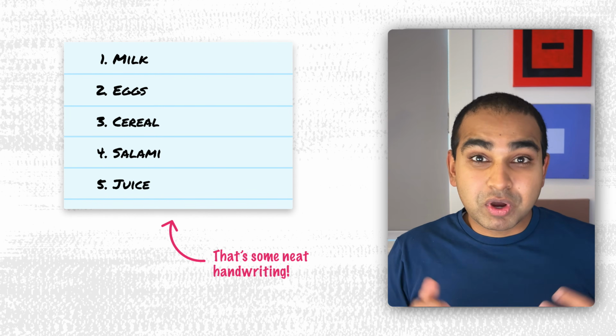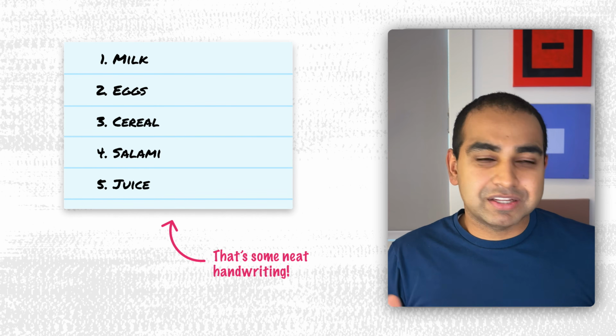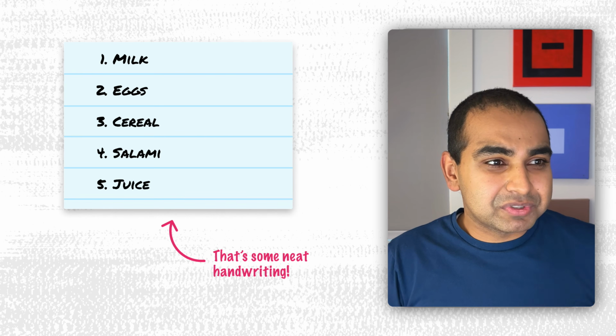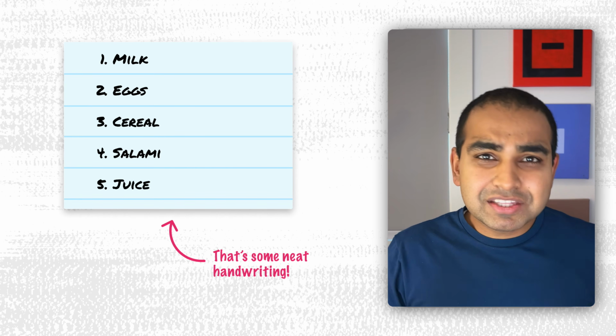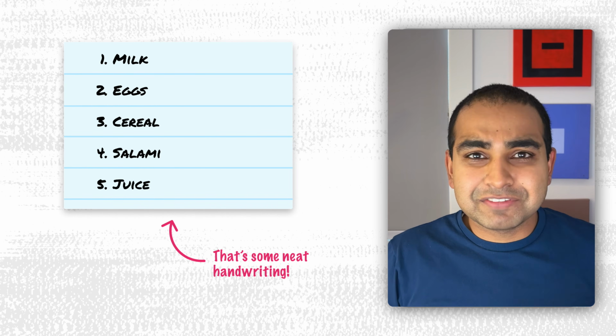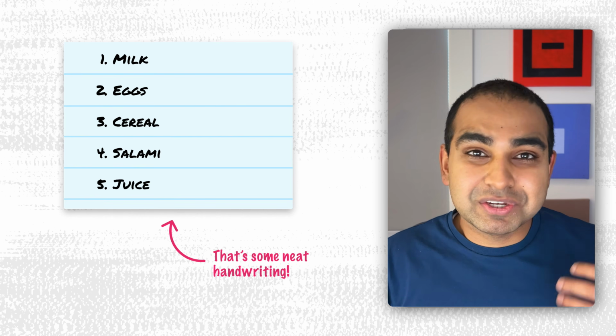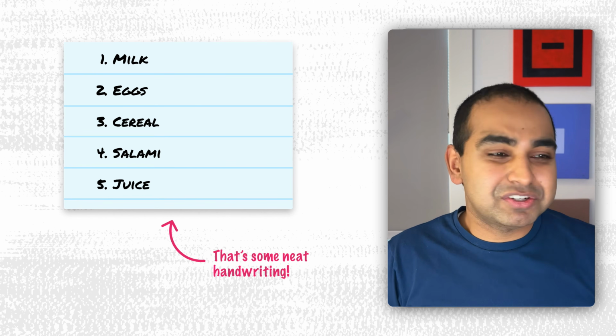Let's say that we want to have a list of groceries that we want to jot down. So here I have a lined notebook. I wrote down the words milk, eggs, cereal, salami, and juice in a sequential order. And these are kind of the items that I want to get. You probably create lists of things all the time, whether it's in your favorite note application, on an actual post-it note, or in any combination of things.